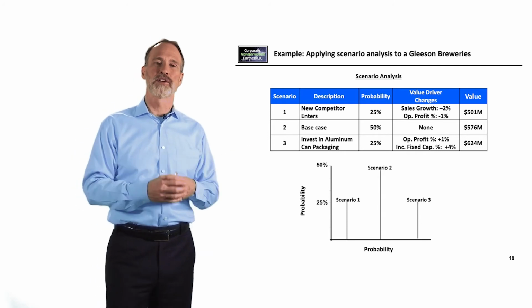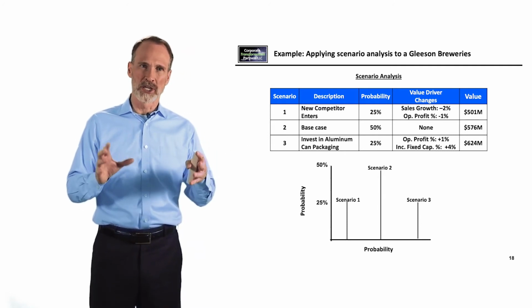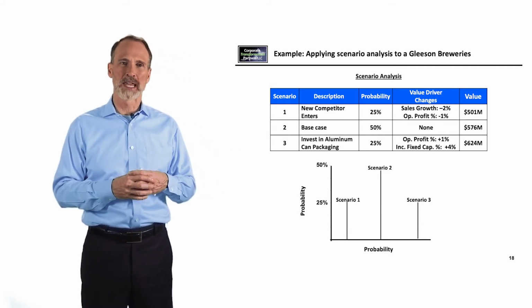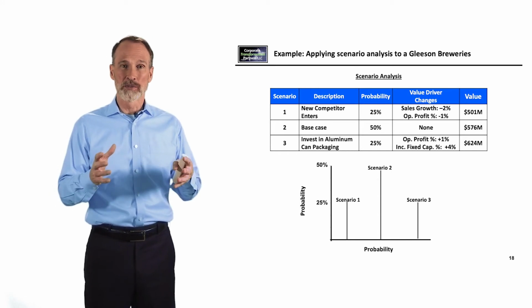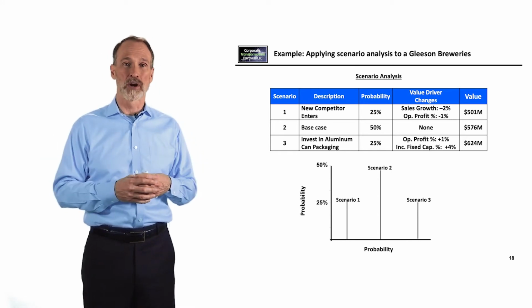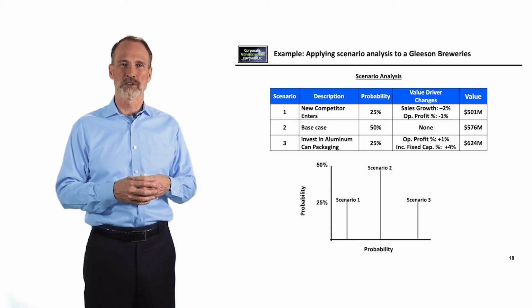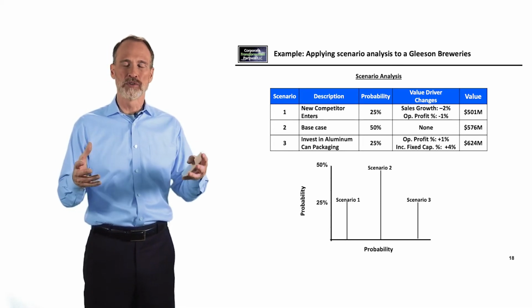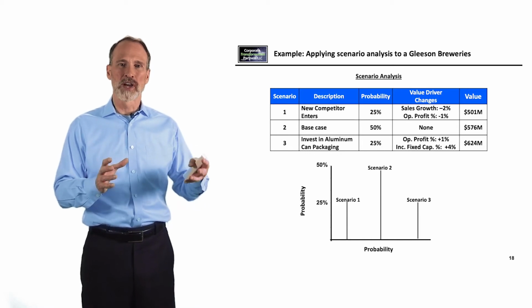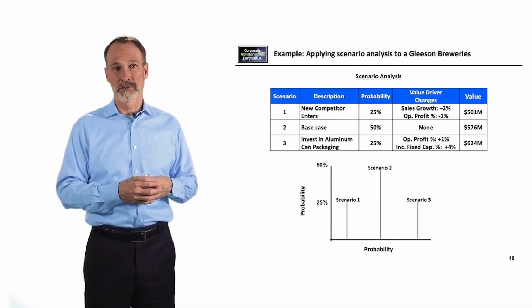Then let's look at another scenario. We've talked about the possibility of investing in aluminum can packaging. The good news about that is that would improve our profit margins, but it will cost us something in terms of increased fixed capital expenditure. Net, when we do that, though, we see that the value goes up to $624 million.